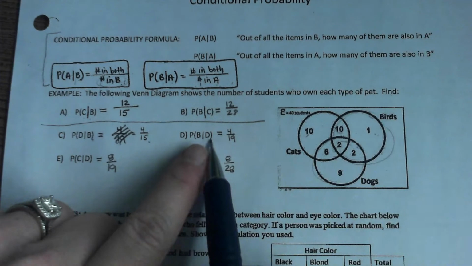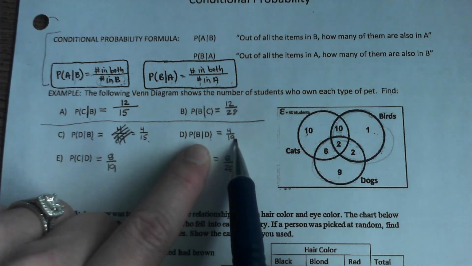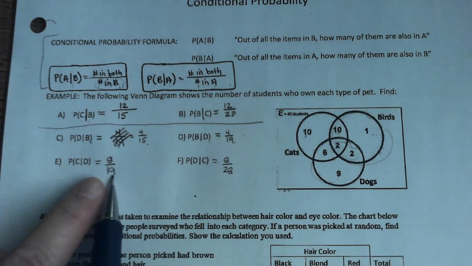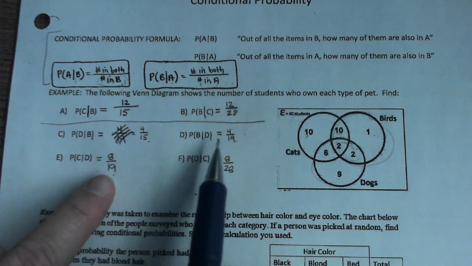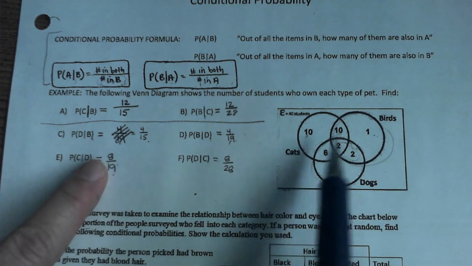Quick check. Out of the dogs, the dog circle is 6, 8, 10, 19. How many of those people also own a bird? 4. Perfect. Out of the dogs, which is 19. So it makes sense that given D, they both have the same denominator of 19 dogs. And then how many of those dog owners also own a cat?